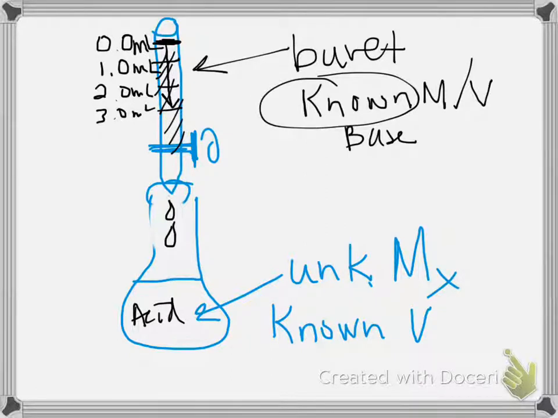Your known solution is called your titrant. It's what you're titrating with into the unknown, into the Erlenmeyer flask. Inside the Erlenmeyer flask, by the way, you're going to put something in here, and it's going to look invisible at first most of the time. If you're in an acid solution, you're going to put an indicator. An indicator is a chemical compound that changes colors as you change the pH of a solution.